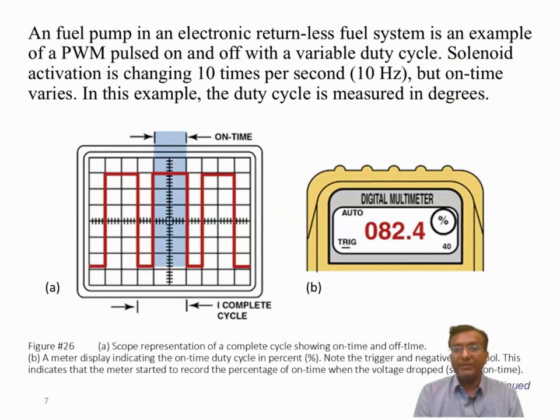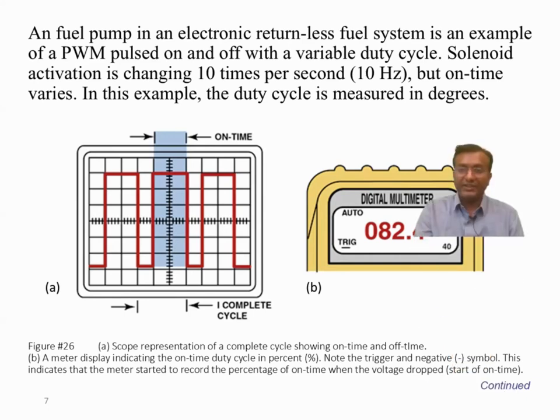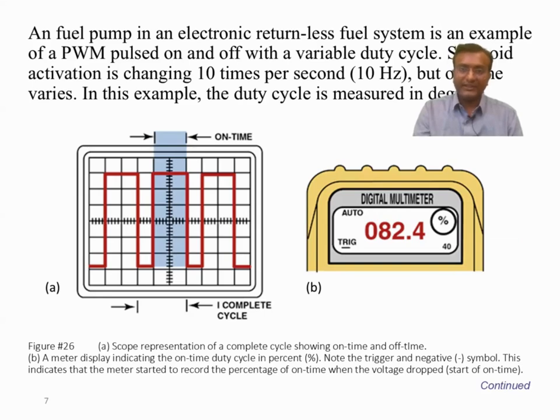In this example, the duty cycle is measured in degrees. Now here in this diagram, you can see a representation of a duty cycle. The scope represents the on time, and this is one complete cycle, and in this complete cycle this indicates the on time of the fuel pump. Now, the scope representation of a complete cycle showing on time and off time. Now there is a meter which displays the on time duty cycle in percentage.